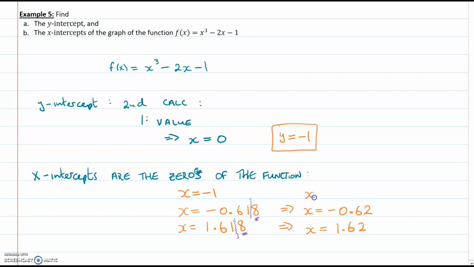The first one doesn't have to be rounded off at all, it's exactly -1. Okay, so we have a y-intercept, y equals -1, and we have x-intercepts at -1, -0.62, and 1.62.